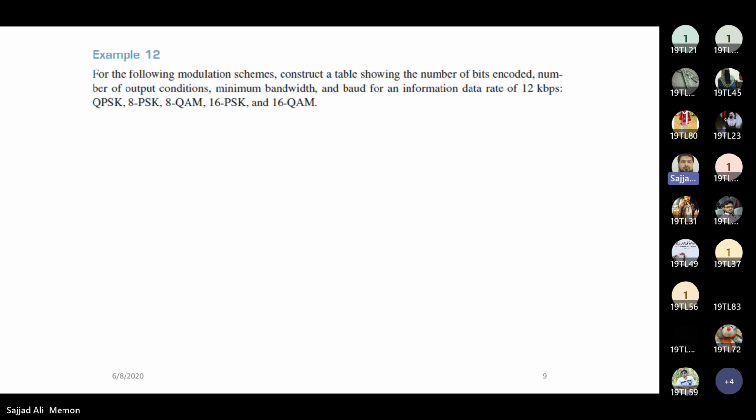For the following modulation schemes, construct a table showing the number of bits encoded, number of output conditions, minimum bandwidth, and baud for an information data rate of 12 kilobits per second. So try to solve this example. I give you 10 minutes. So in 10 minutes time, you should solve this one. I will see you after 10 minutes.